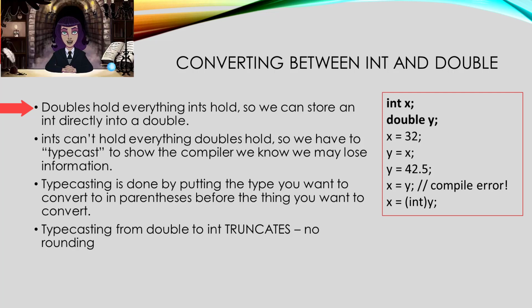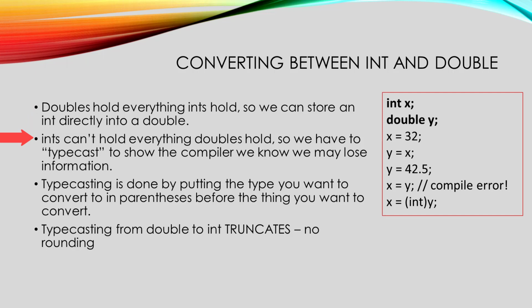We can see that in our example. X is an int and Y is a double. We can put 32 into X and then store X into Y with no complaints from the compiler. Now Y will contain 32.0. Easy peasy.